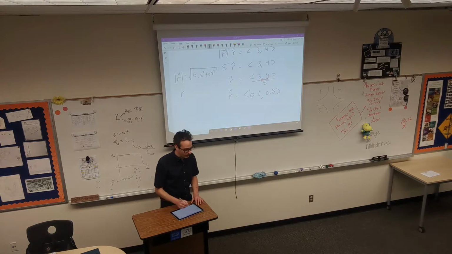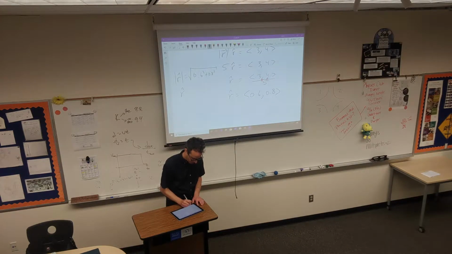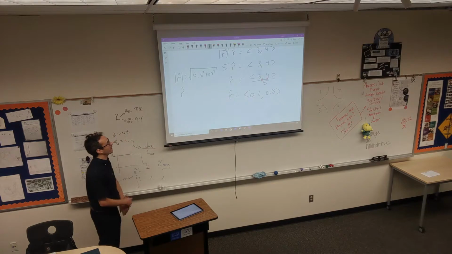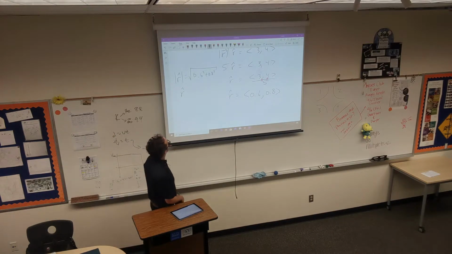So 0.6 squared is 0.36. 0.8 squared is 0.64. And those add up to 1. The square root of 1 is 1. So r hat does have a magnitude of 1. Whoa. Uh-oh. There's lag? Bummer.